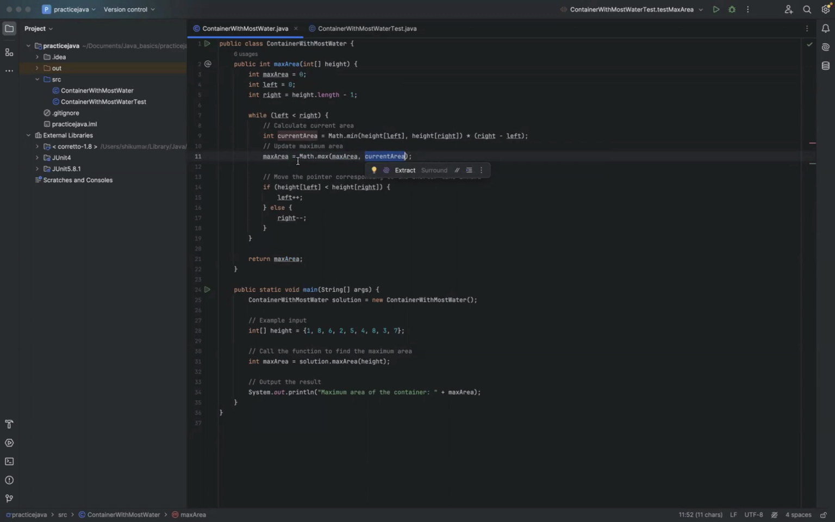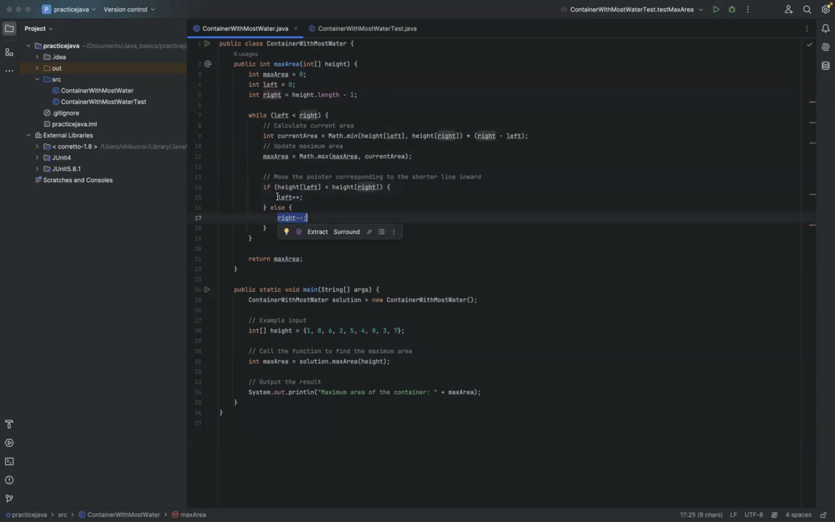So we will store the max area as 8, and we will update the max area variable. Next, we will move the pointer corresponding to the shorter line inward. Wherever the shorter line is, as we have seen there, if height of left is less than height of right, then we will do left plus plus, or else right minus minus.